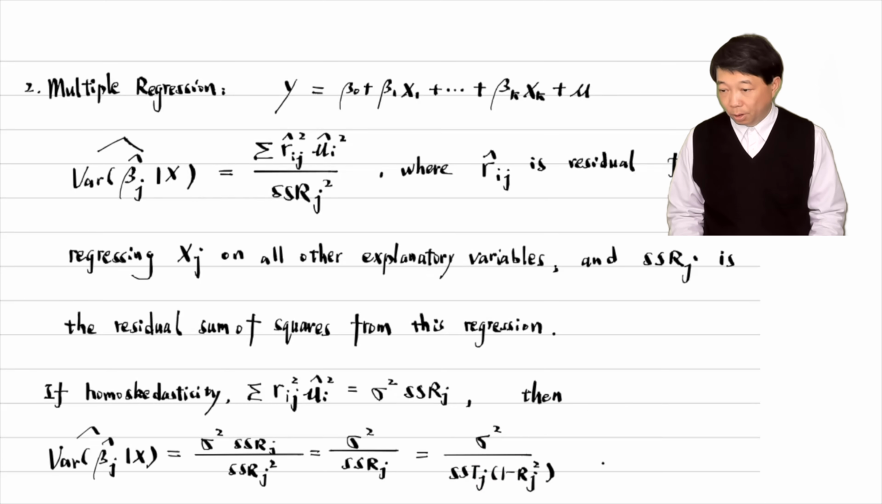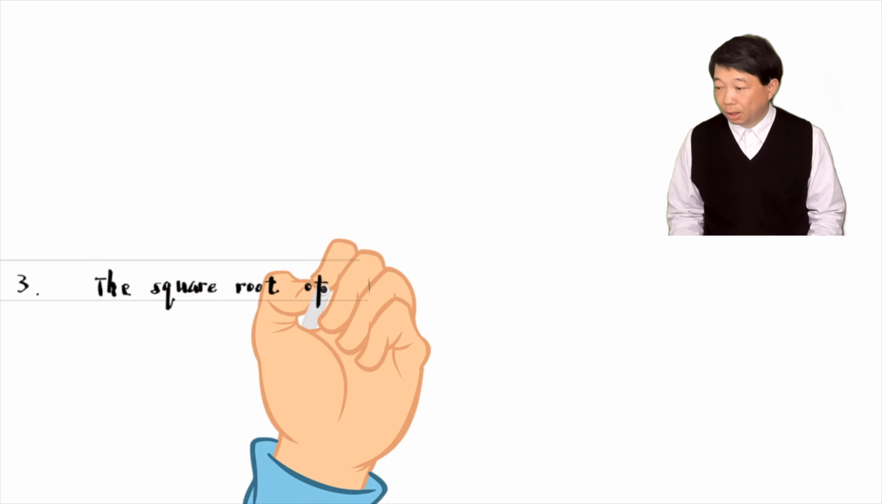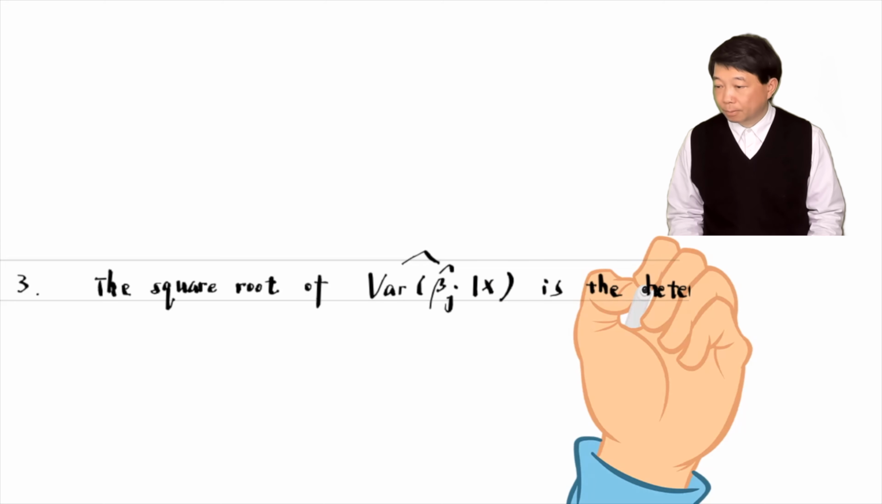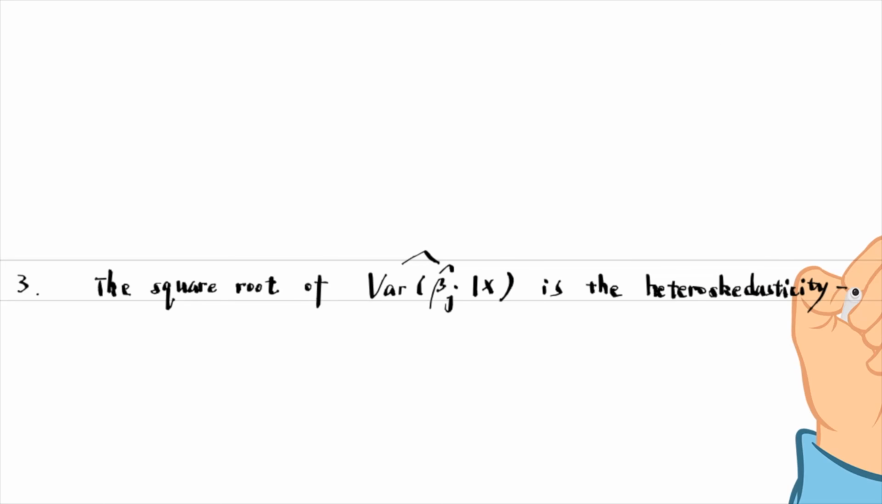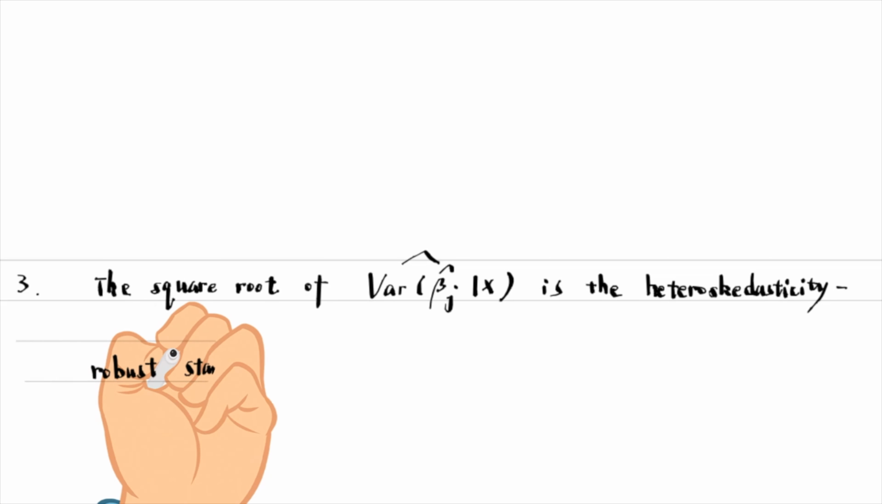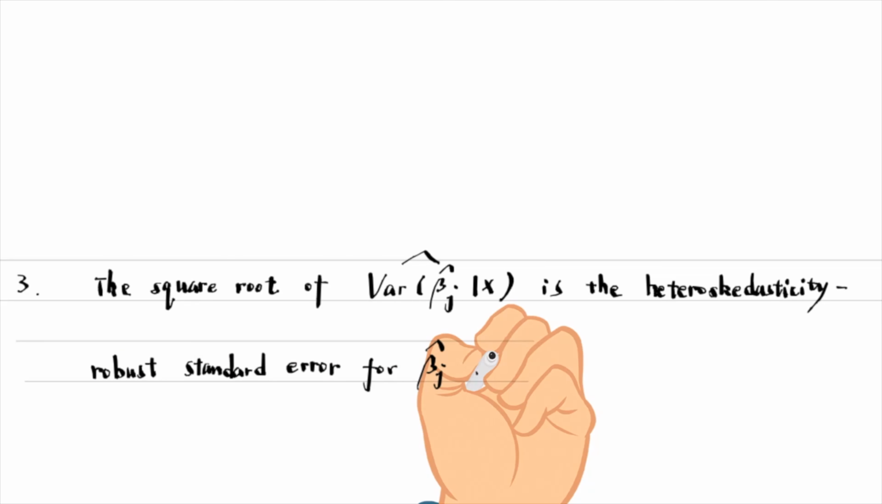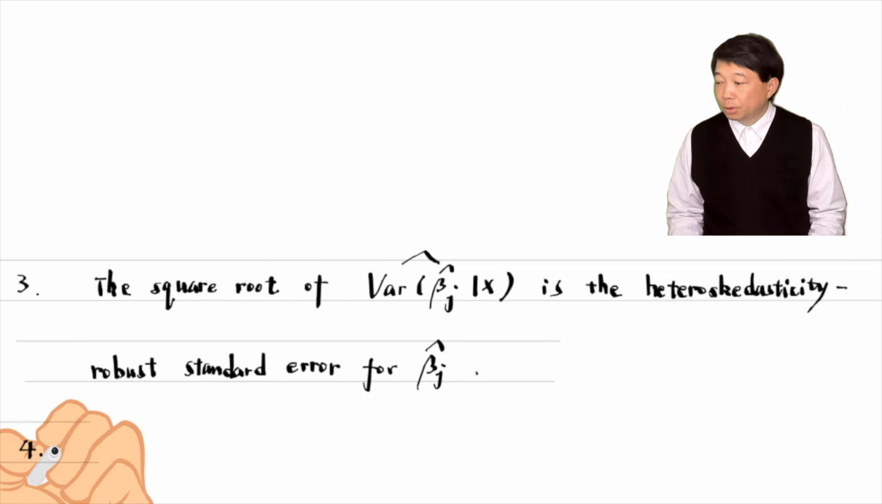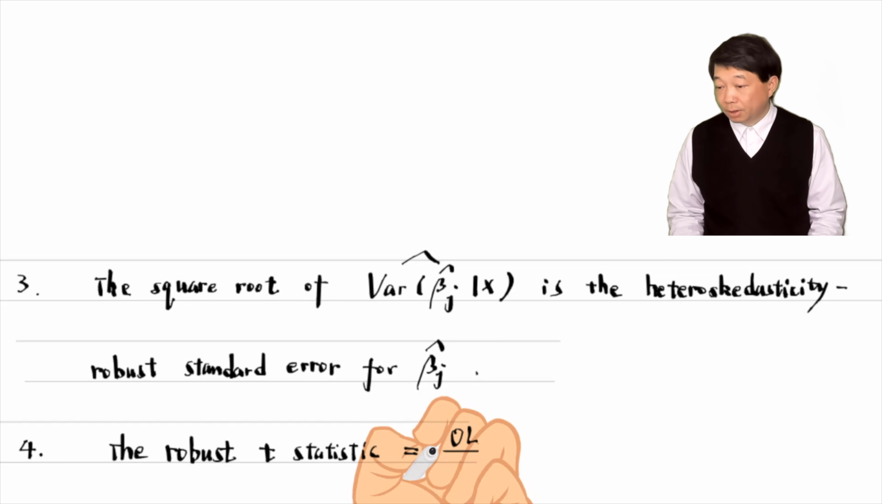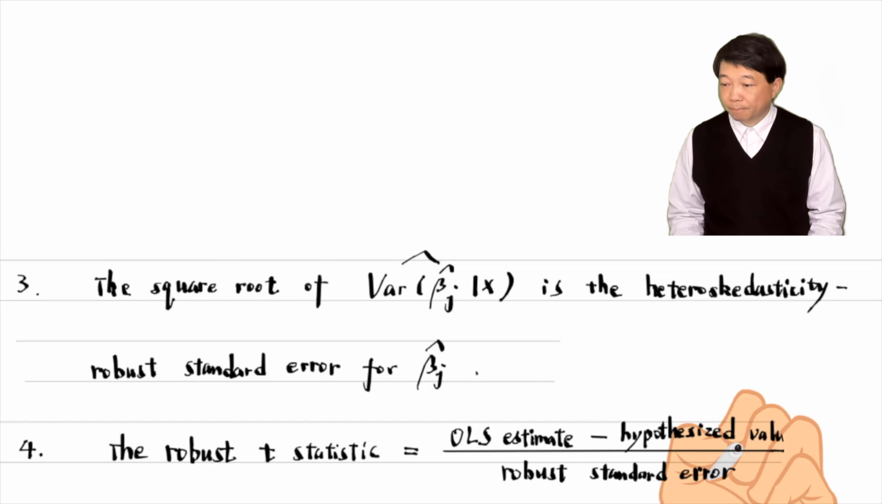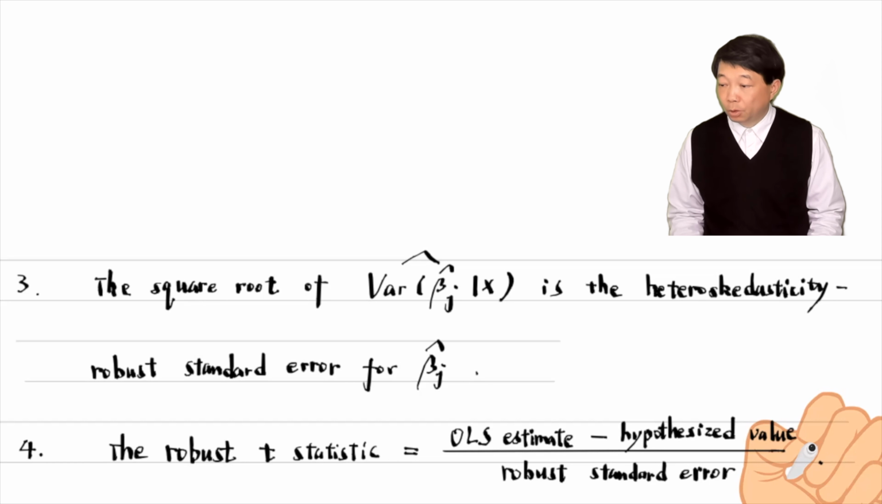The square root of the variance is called the Heteroskedasticity-Robust Standard Error for beta j hat. It can be used to construct the heteroskedasticity-robust t-statistic. The only difference between the robust and the usual t-statistics is whether we use the robust or the usual standard error for the estimate.